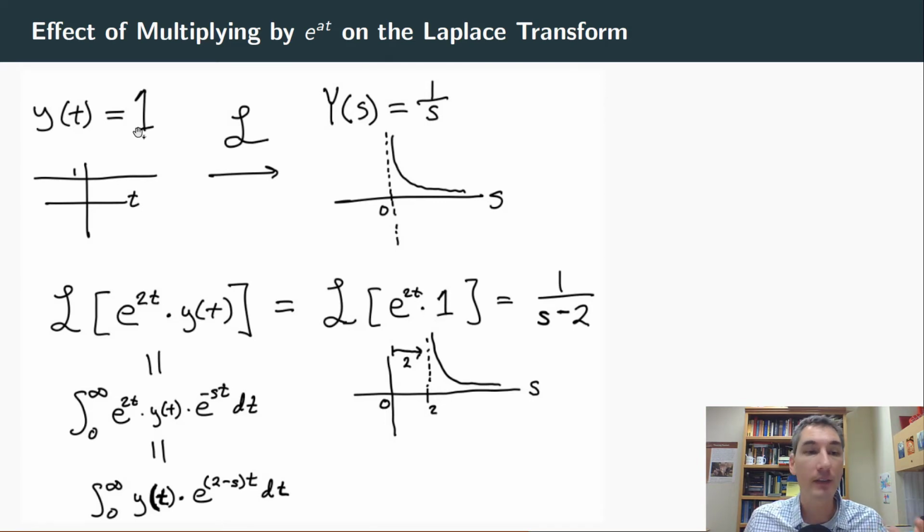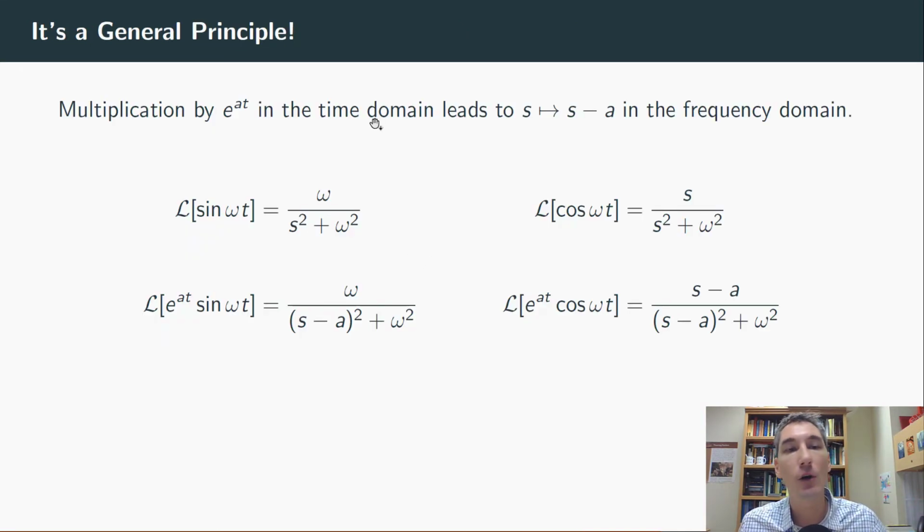Okay, and it turns out that this isn't only true when y of t is the one function. It's true in general. For example, take cosine or sine. Remember the Laplace transform of sine of wt is w over s squared plus w squared. Well, what would happen if we multiply sine by e to the at in the time domain? You're going to do that same shift of s being replaced by s minus a. So it takes that spike and slides it over a units, and so there's a translation in the frequency domain. And the same thing goes for cosine: s is replaced with s minus a.